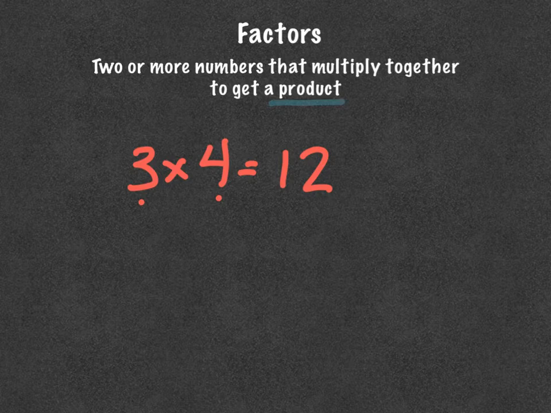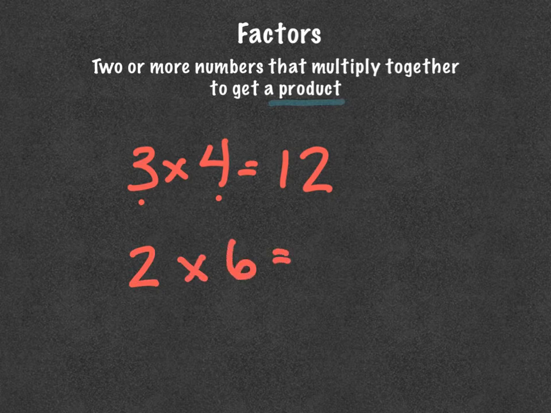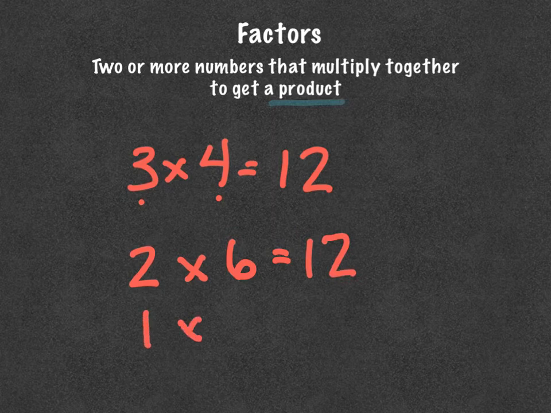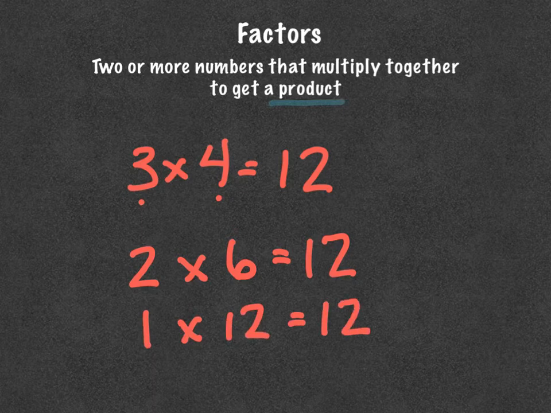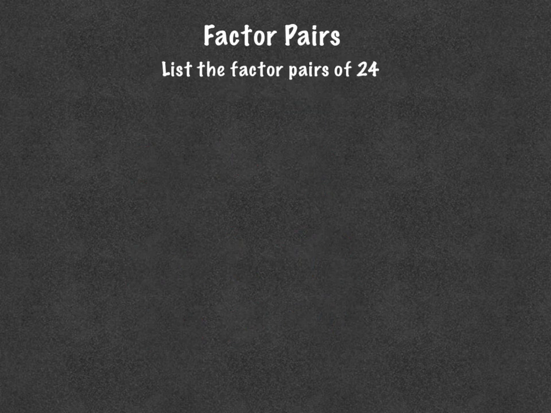Another thing, if we are looking at other factors of 12, we know that 2 times 6 also equals 12, right? So that means 2 and 6 are factors of 12. And then we also know 1 times 12 is a problem that equals 12. So that means 1 and 12 are also factors of 12.